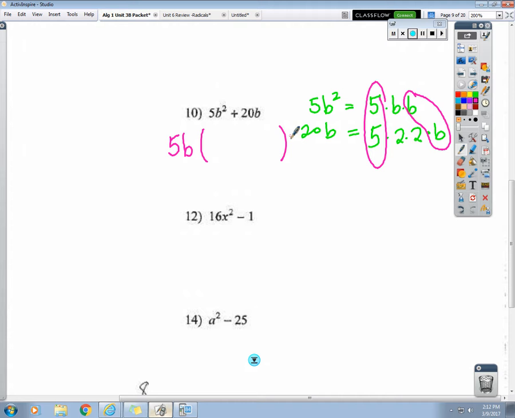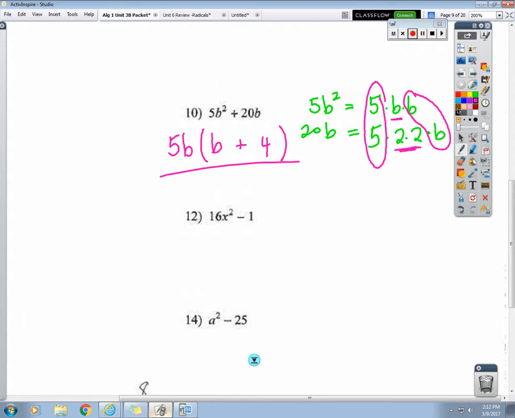Remember, factoring is like undistributing. That's not a real word, but it's like you're undistributing the 5b. So now, on the top row, b was not circled, and on the bottom row, 2 times 2 was not circled, and then you bring down the plus, and that's your answer.